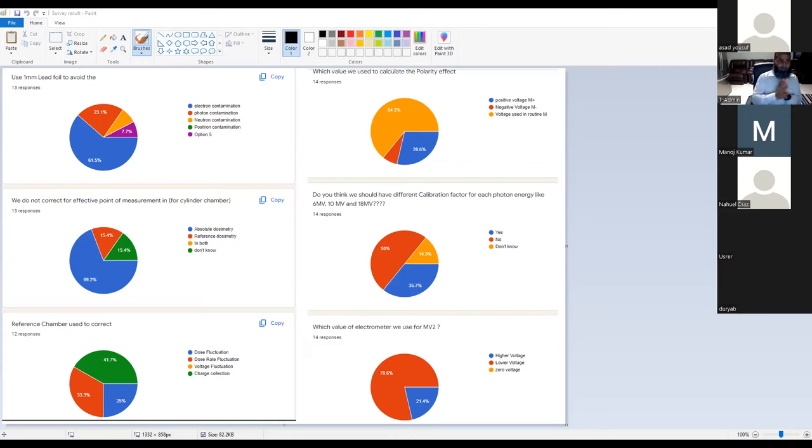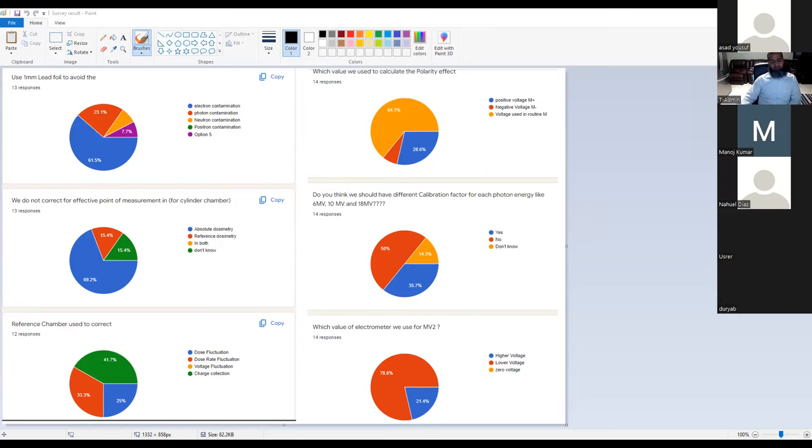Good. Lots of people know that we should be doing absolute reference dosimetry. Very good. Next, the reference chamber is used to correct for dose fluctuations, dose rate fluctuations, voltage fluctuations, and charge collection.